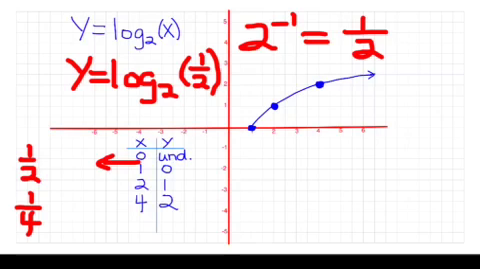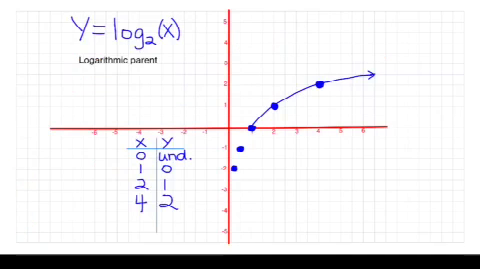1/4. We could say 2 to what power equals 1/4? Well, 2 to the negative 2 does that. So I can go ahead and fill in points that go past, to the left of, rather, that point where it crosses x at 1. And I'm going to do that right there. And I'm going to go ahead and connect those with a line. And here's what the graph does.